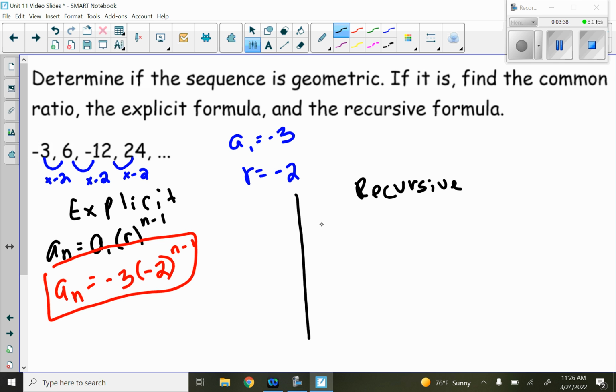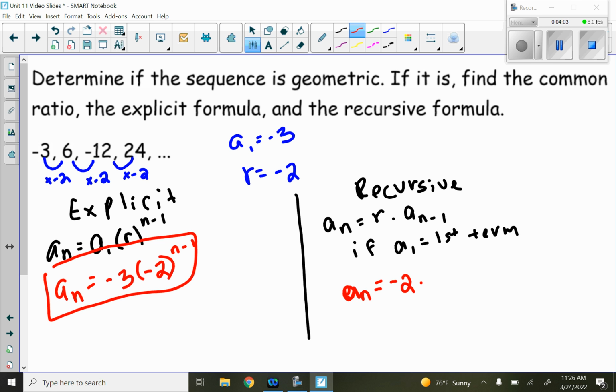Our recursive formula, A sub n equals R times your previous term, if A sub 1 equals your first term. So you get A sub n equals -2 times your previous term, so that's A sub n minus 1, if A sub 1 equals -3.